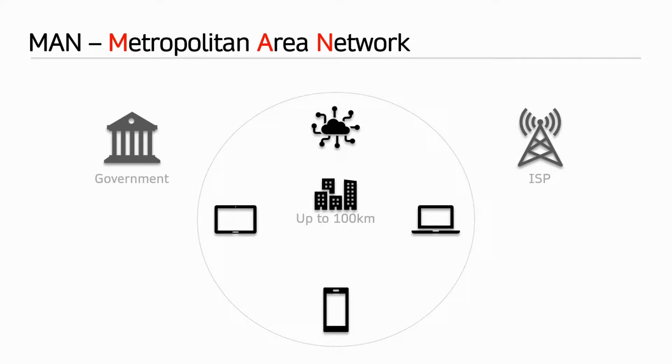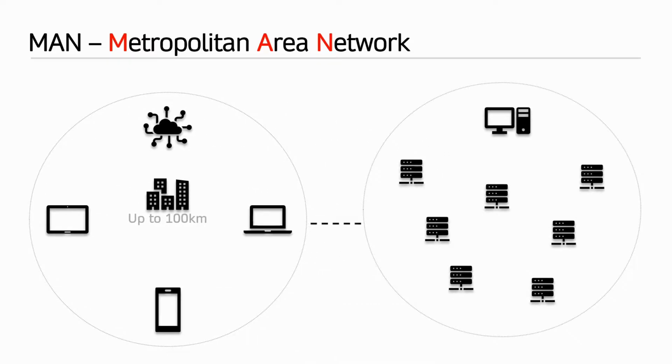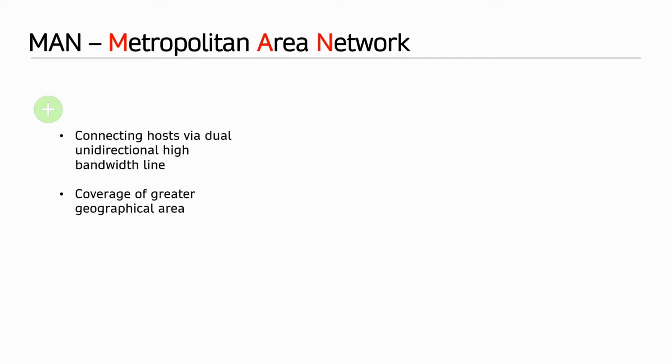ISP stands for Internet Service Provider. Almost every large city has a wireless hotspot from one or different internet service providers such as T-Mobile, Vodafone, or Sprint. There are of course many others. That exact network of hotspots is bundled up into a MAN, which then connects to the rest of the wide area network controlled by the same company. The positive side of Metropolitan Area Network is connecting hosts via dual unidirectional high bandwidth lines and coverage of a greater geographical area. On the other side, we have higher cost and security risk.